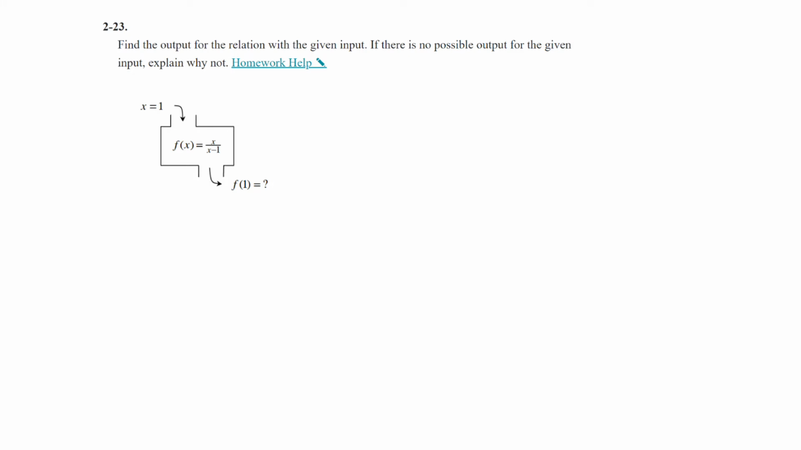Question 23. Find the output for the relation with the given input. If there is no possible output for the given input, explain why not. So on this one we have x is equal to 1, so wherever there's an x, we're going to replace all these x's with 1s. And so the question we're trying to answer is what is f of 1? When x is 1, it's 1 divided by 1 minus 1, or 1 divided by 0.